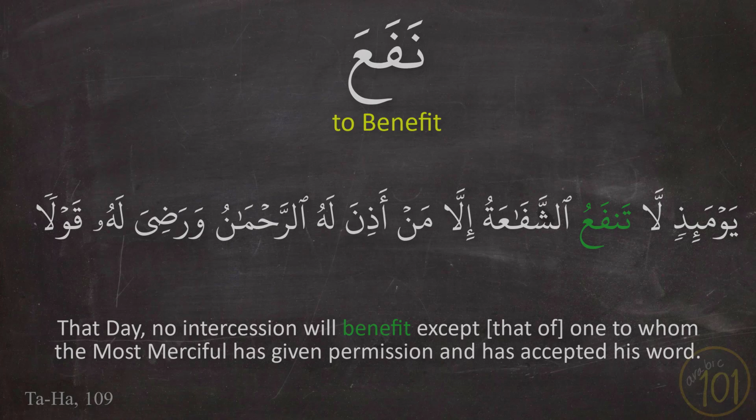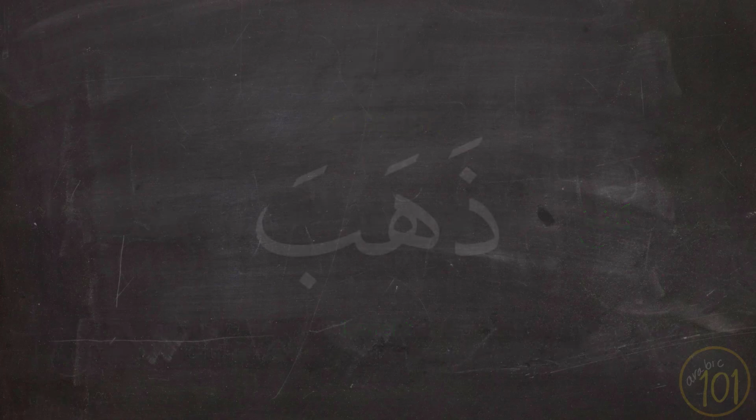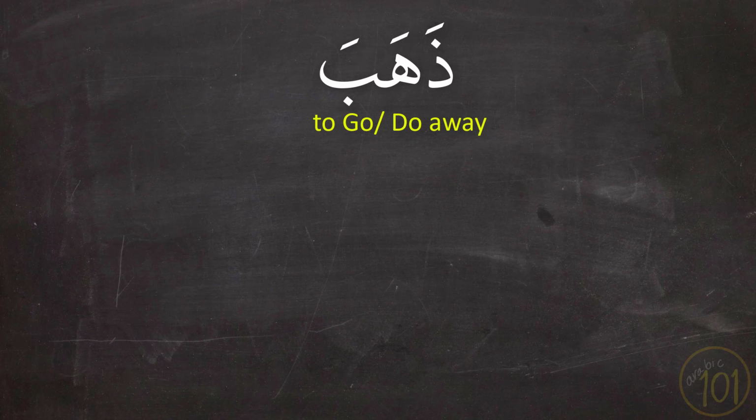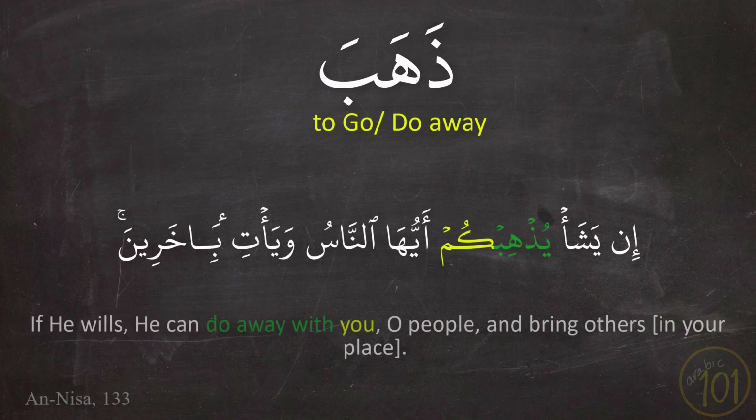The next verb is ذهب, which means to go or to do away. And we see it used in the following examples.